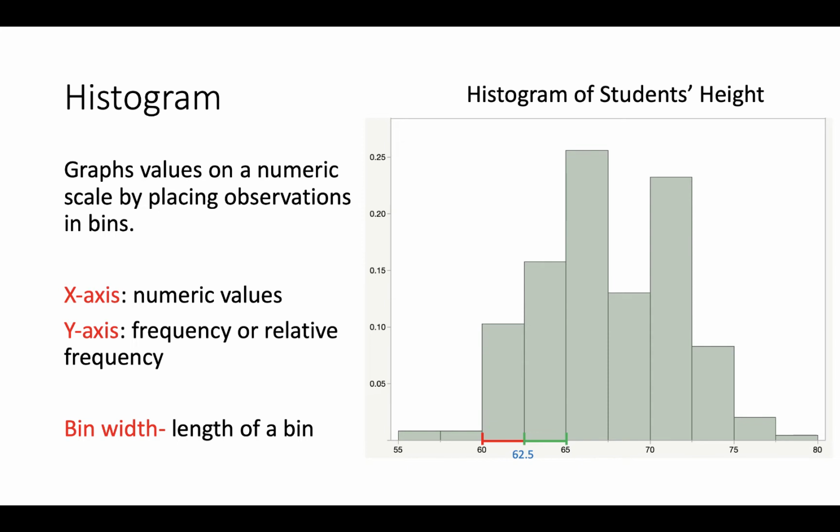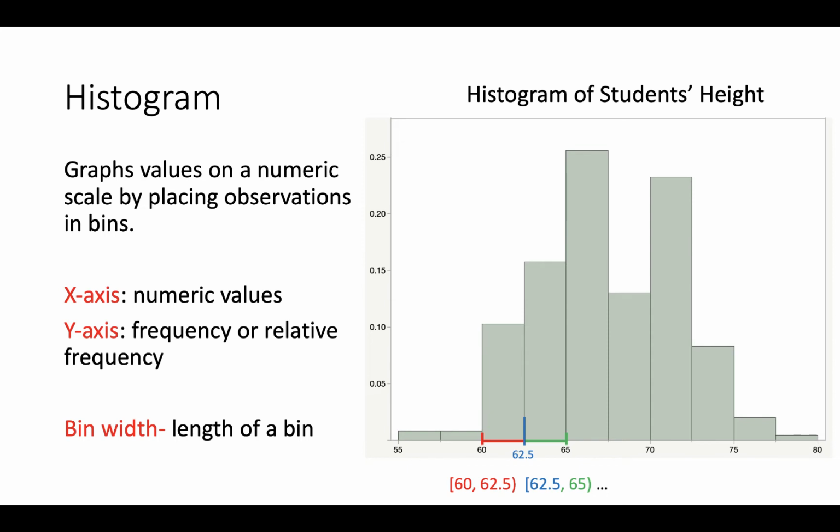You may be wondering, well, what happens if an observation falls exactly between two bins? For instance, if a student identified as being exactly 62.5 inches tall. Well, the majority of times how histograms work is the lower limit of each bin is inclusive and the upper limit of each bin is exclusive. So for instance, the red bin, 60 to 62.5, it includes the number 60 but does not include 62.5.